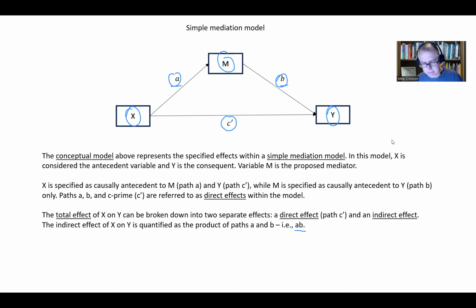One last thing that I'll mention before we move on is that if we take the direct effect, as given by the path C prime right here, and add it to the indirect effect, which is the product of paths A and B, then that is equal to what's called the total effect of X on Y.